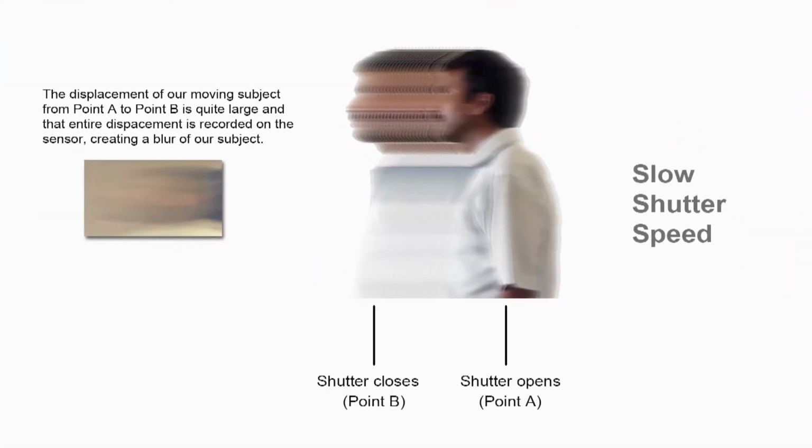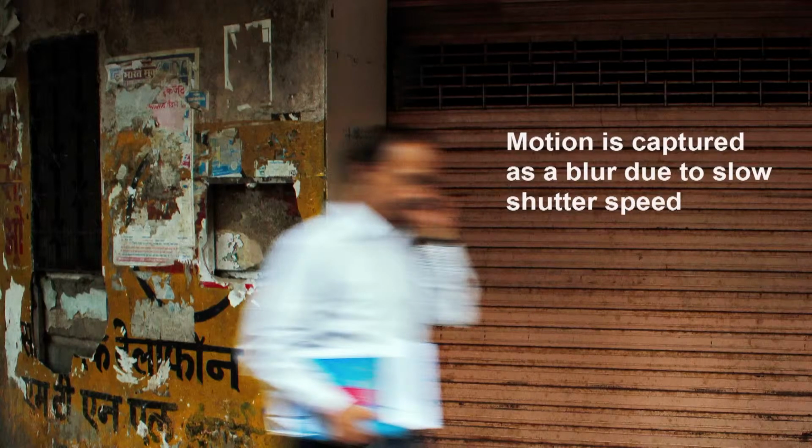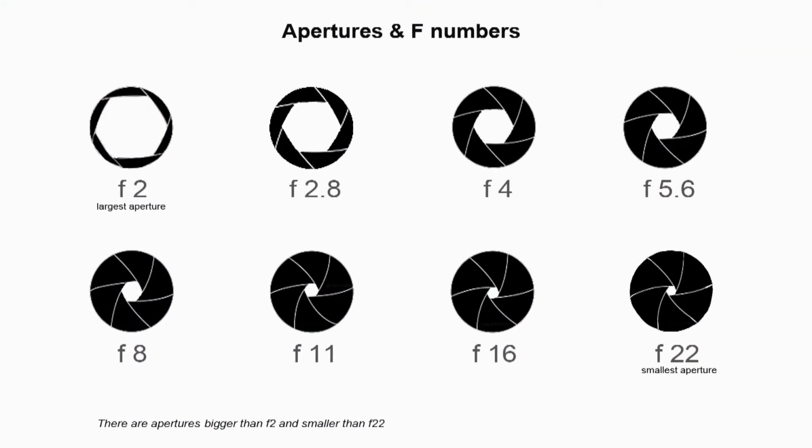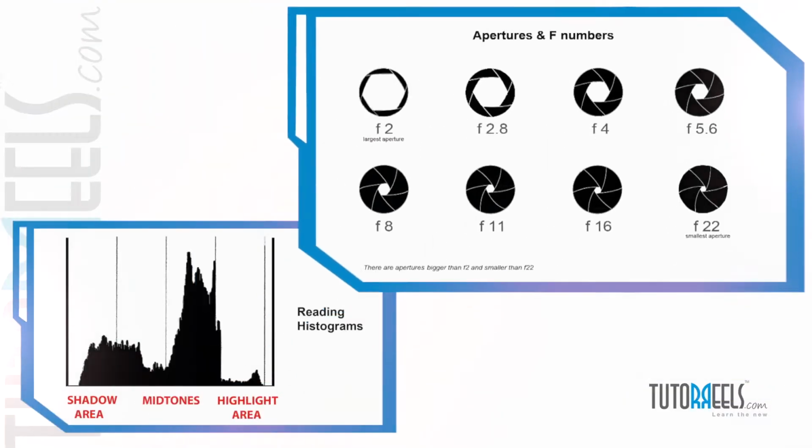So in slow shutter speeds, moving objects are likely to be a longer and more pronounced blur as compared to faster shutter speeds. So if f2 allows a specific amount of light, how much light does f2.8 allow?